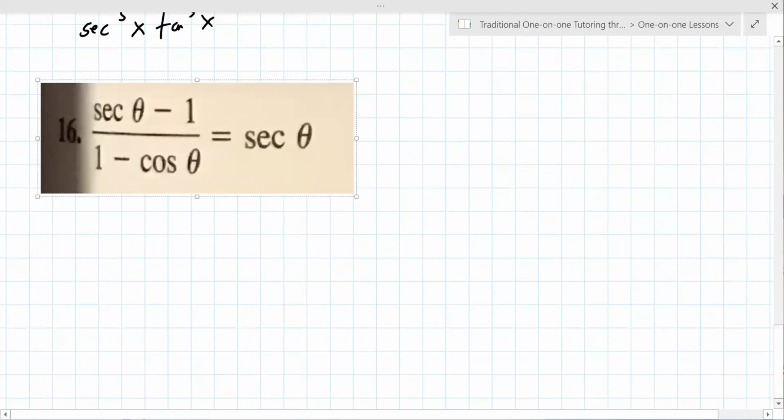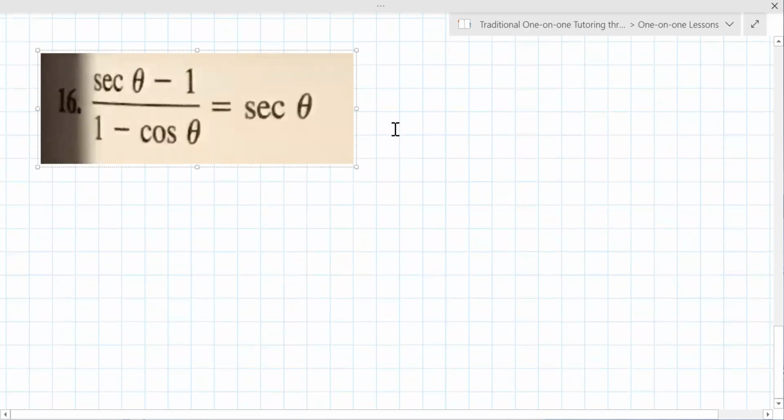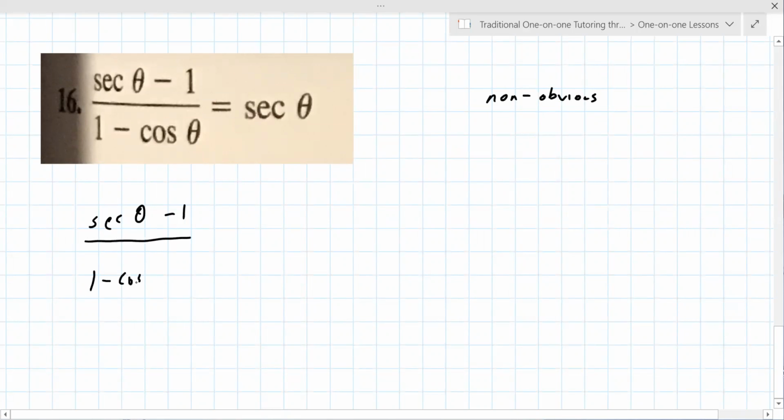On the left side here, it's definitely more complicated. I call this a non-obvious thing to do. You're going to multiply by the conjugate. I know what you're supposed to do, I just don't know what it's called. It's called the conjugate.